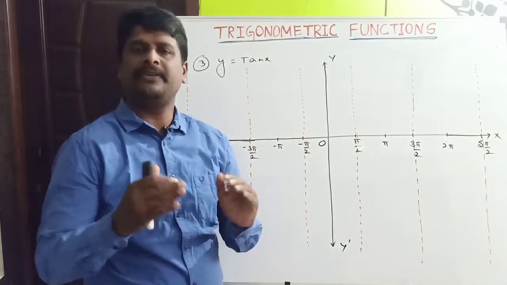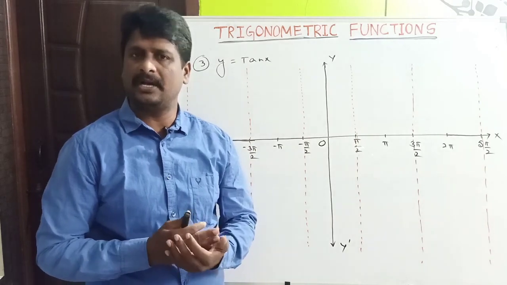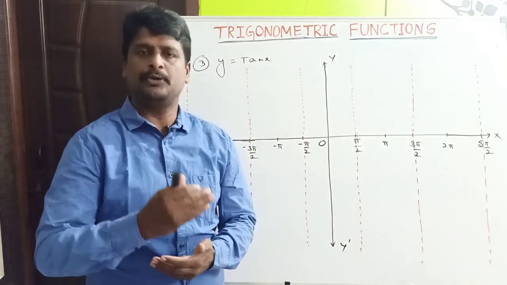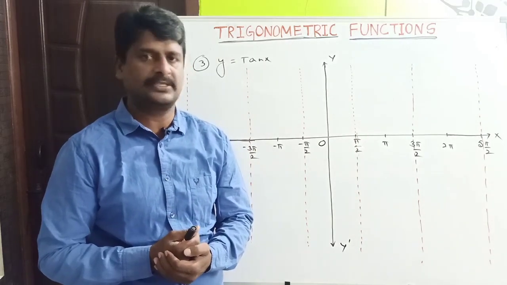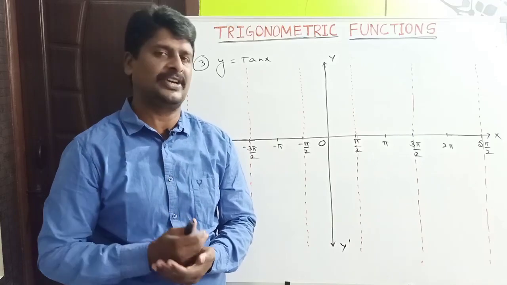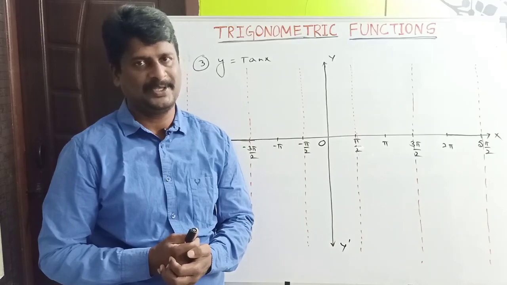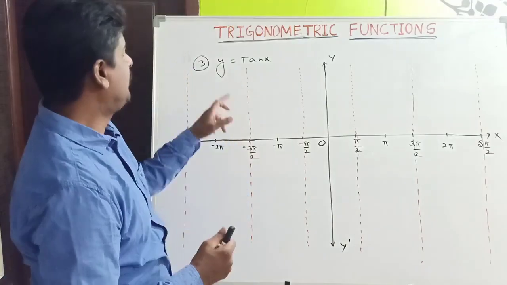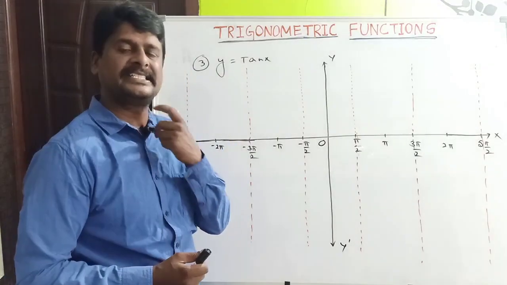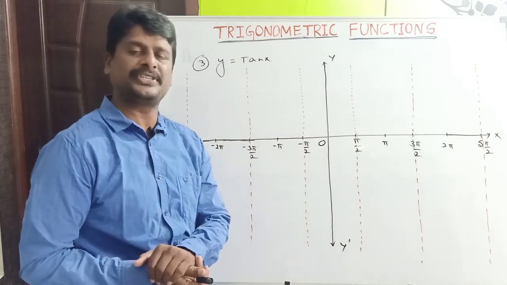See, already we have discussed in our earlier two videos two trigonometric functions' graphs. They are y is equal to sin x and y is equal to cos x. And also we have discussed their nature. So now you see y is equal to tan x. This is our third trigonometric function graph.